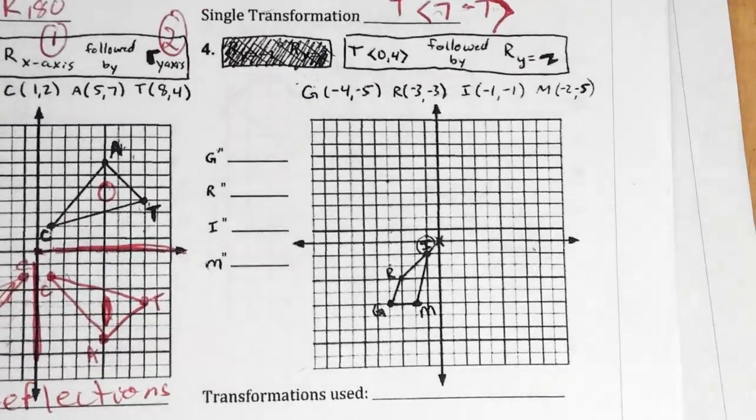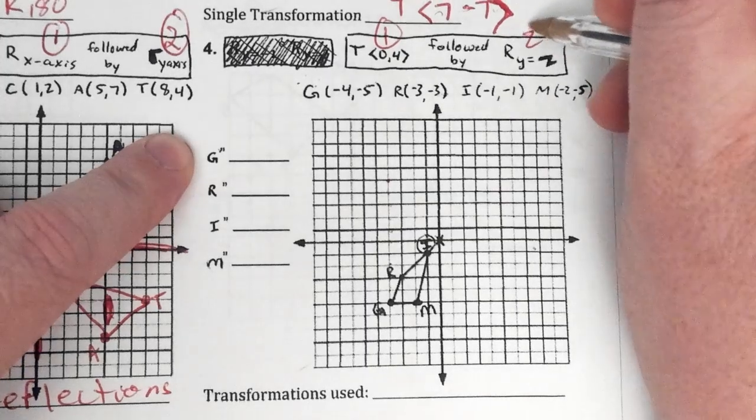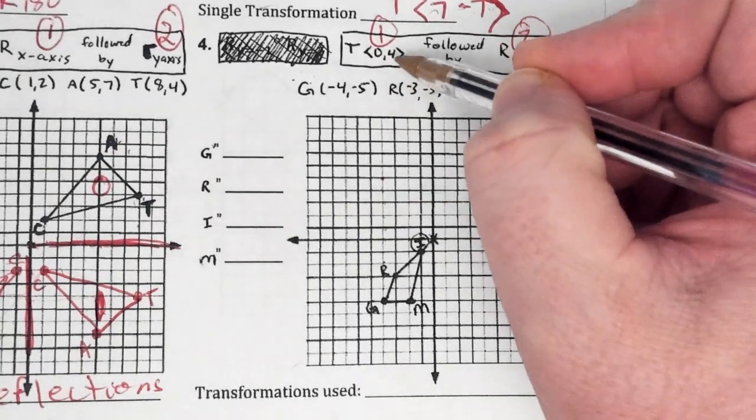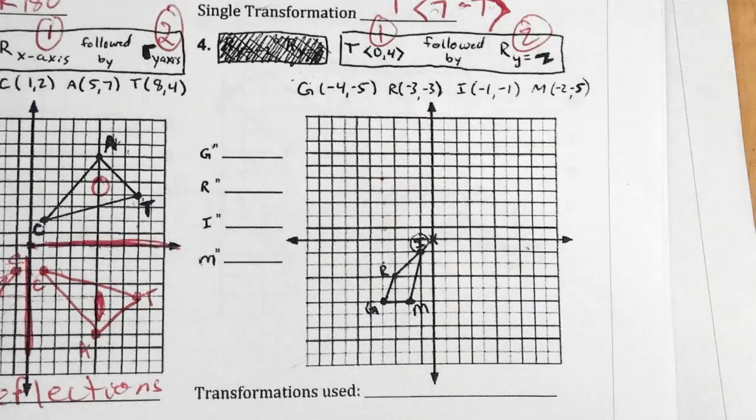Number 4. On this one, this is the first answer. This is the first thing we're gonna do. This is the second action. Take each of the coordinates. The first thing they said was to translate 0, 4. So are we going right 4 or are we going up 4?